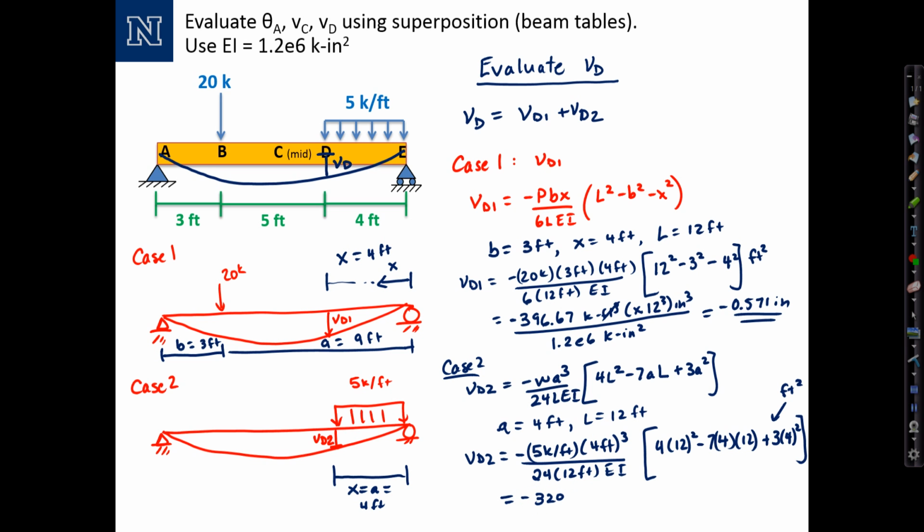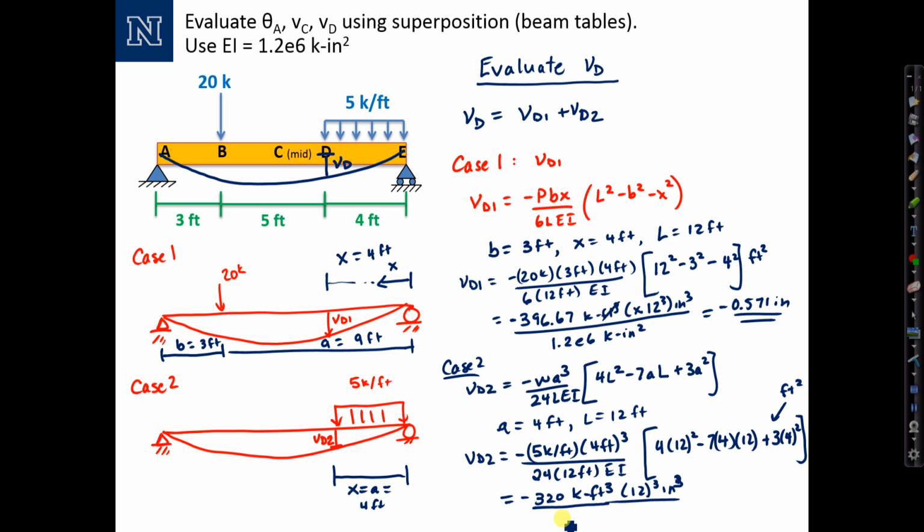And my units again, kip per feet squared times feet cubed. Kip feet times a feet squared there. It's once again kip feet cubed on the top. Multiply it by 12 cubed to get to inches cubed.